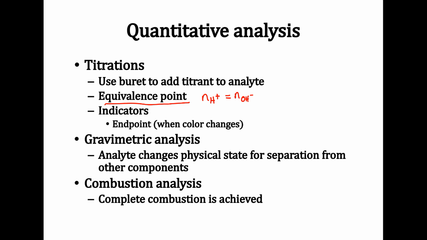You can also use gravimetric analysis, and this is whenever you have an analyte that changes physical state or is separated out. So you could think about a precipitation reaction, where you can figure out the concentration of an ion or maybe the initial amount of metal that's present based off of what is precipitating out of your reaction.